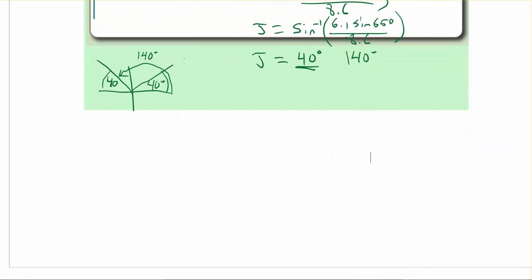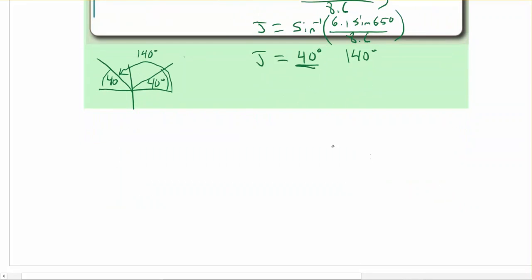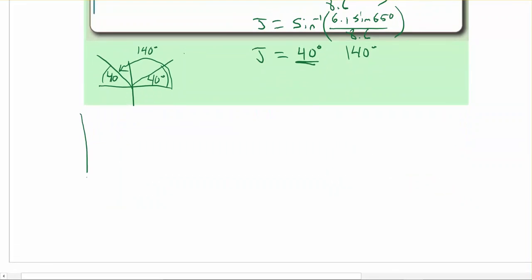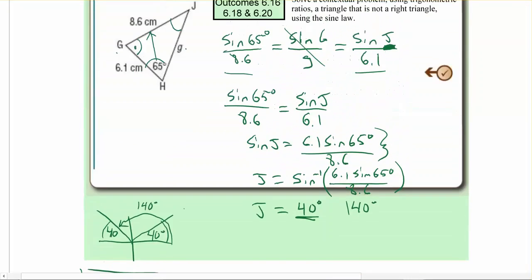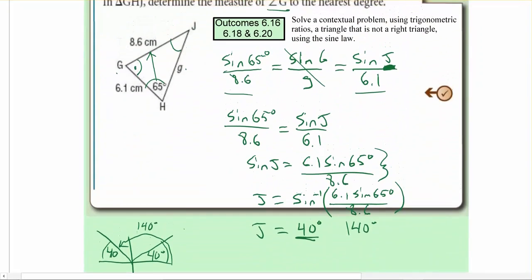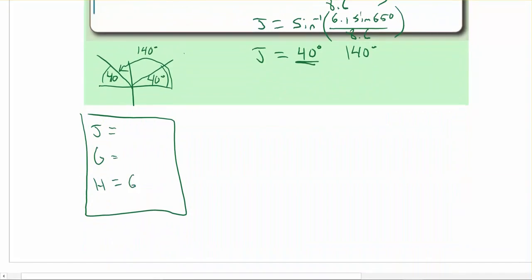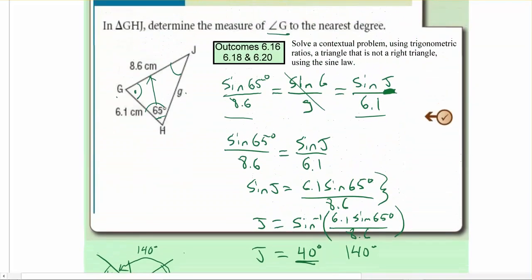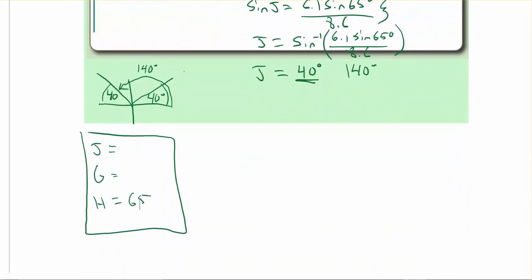So what we're going to do is make a little table, something like this, with J, G, and H. These are our angles, right? So angle J. I know angle H is 65, so I can write that in there. I know angle G, well, this is where the difference is going to be. For the first one I'm going to pick 140. So let's say this was 140.